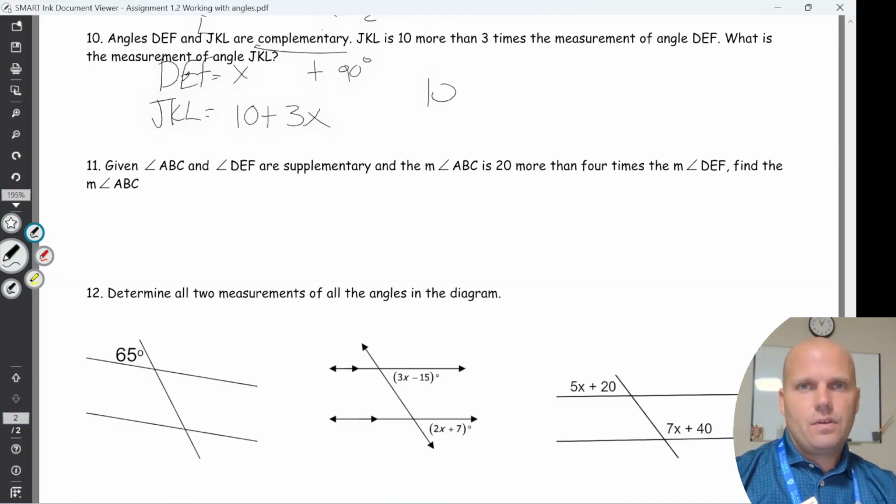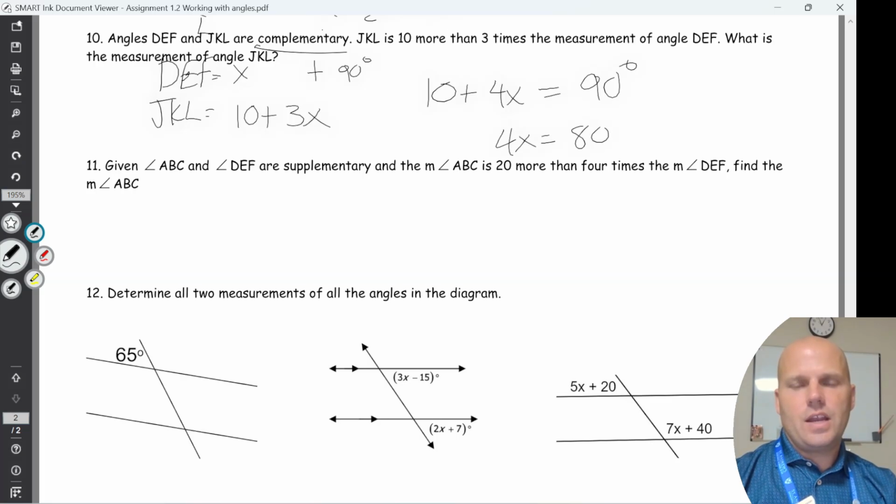So I have 10 more than 4x, which is what we get if we add these together, has to equal 90. 4x has to equal 80. X has to equal 20. JKL must be 70.